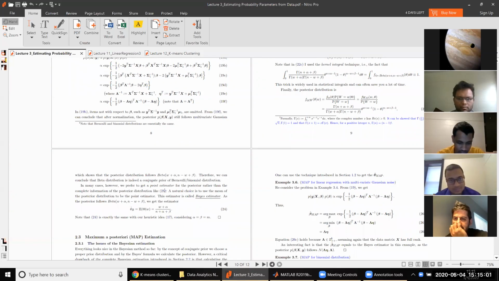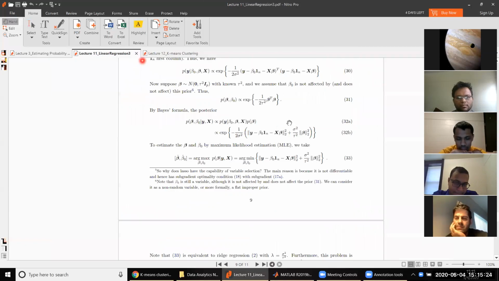In many cases, however, we prefer to get a point estimator. So in this case, a natural way is to use the mean of the posterior distribution to be the point estimator. This is the Bayes estimator. In most cases, when we're talking about the Bayes estimator, we're talking about the point estimator using the mean instead of MLE, right? So what's going to happen if we use the mean instead of the MLE here? Otherwise, you say it's unfair.